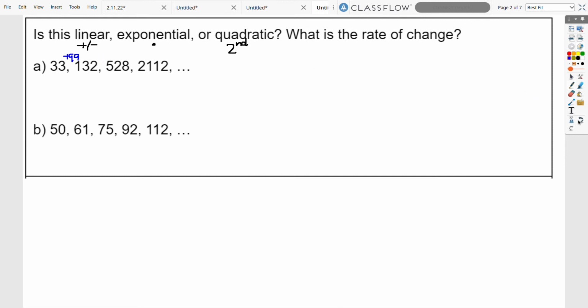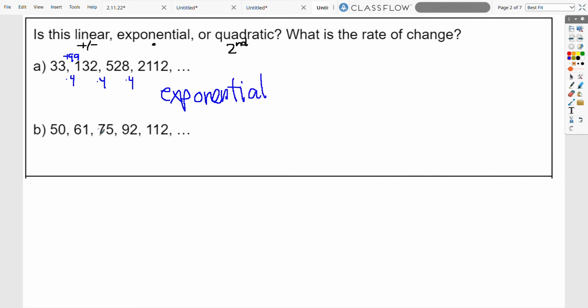Maybe it's exponential. Well, we can do 132 divided by 33, and that gives us multiply by 4. So that means if they're all multiply by 4, it's going to be exponential. Well, what's 132 times 4? That is 528. 528 times 4 is 2,112. So that means part A is exponential.